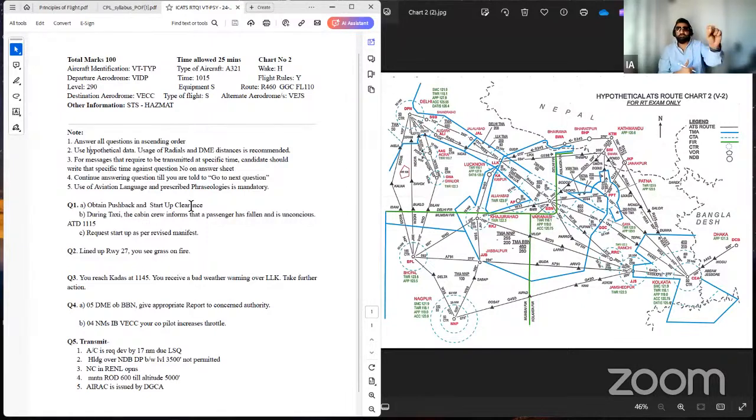Route 460, Delhi to Kolkata. Quickly track it on the chart. Is the same route going across Delhi to Kolkata? Look at it.